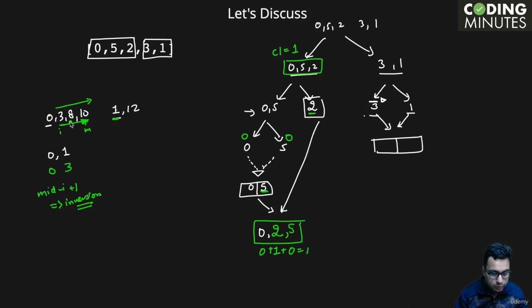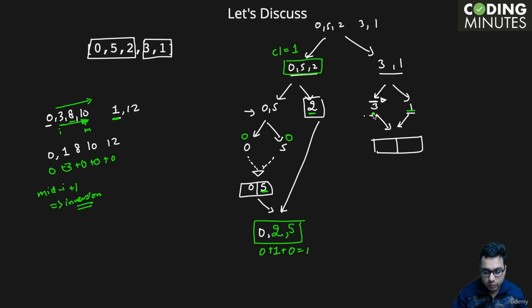Next, we are going to compare 8 and 12. 8 is smaller, we don't add anything. Then we are going to take 10, we don't add anything. Then we are going to add 12, we are not going to add anything. So we will get 0, 0, 0. We will have 0 plus 0, 0. So we are calculating inversions while merging. Okay, we are calculating inversions while merging.